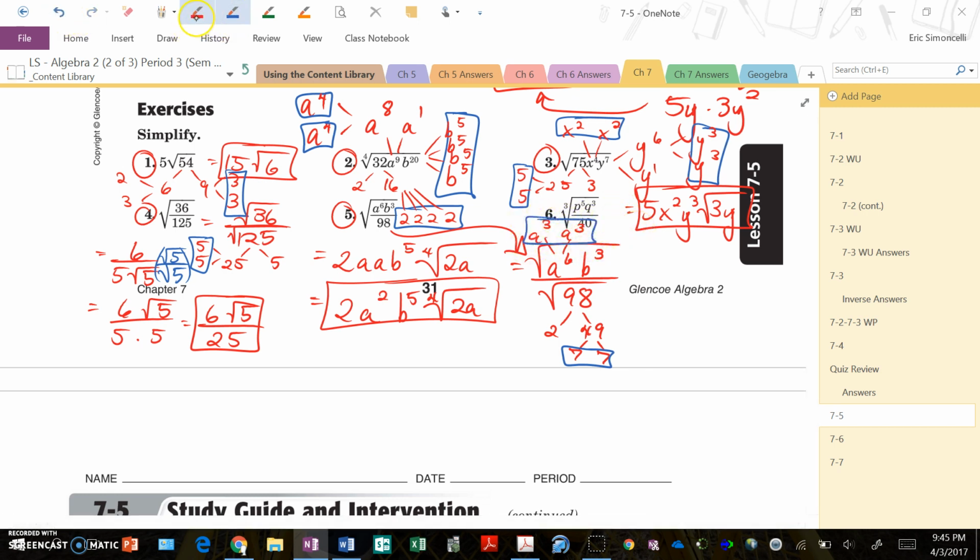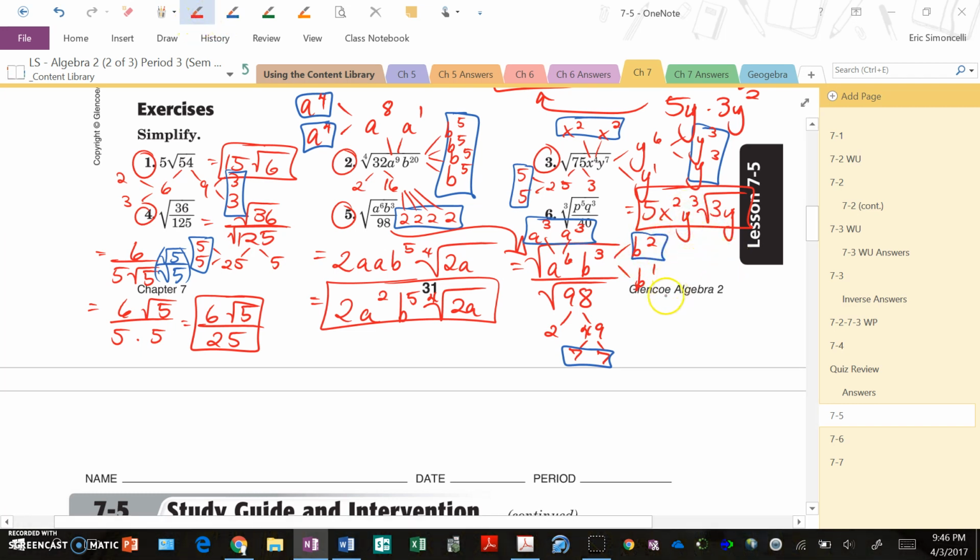And then lastly, b to the 3rd. We know that b to the 3rd is not a perfect square, but we can write it as b squared times b to the 1st. And yes, b squared is a perfect square. If you wanted to take that extra step and write it as b times b, that's perfectly fine.